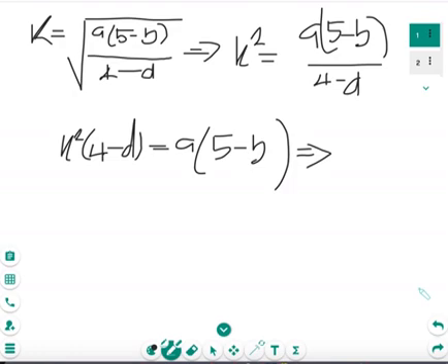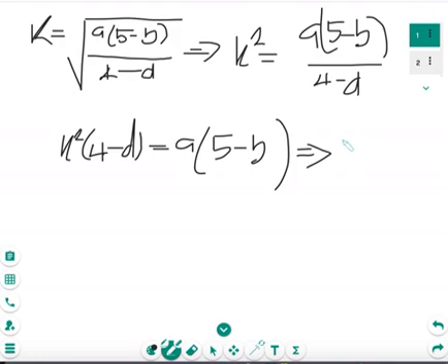Okay, so my answer is B is equal to K squared bracket open 4 minus D over A plus 5. How did you get B to go to this plus 5? You're missing your sign. You need to look at it again.